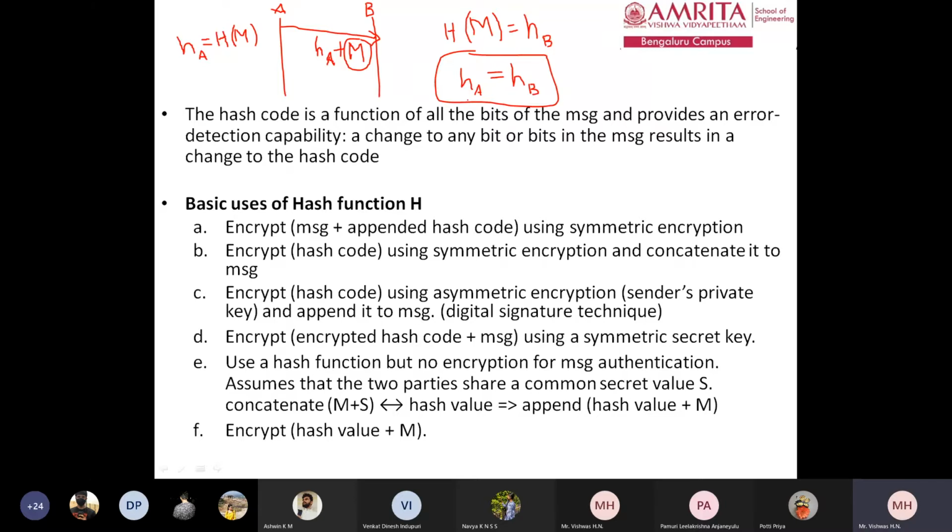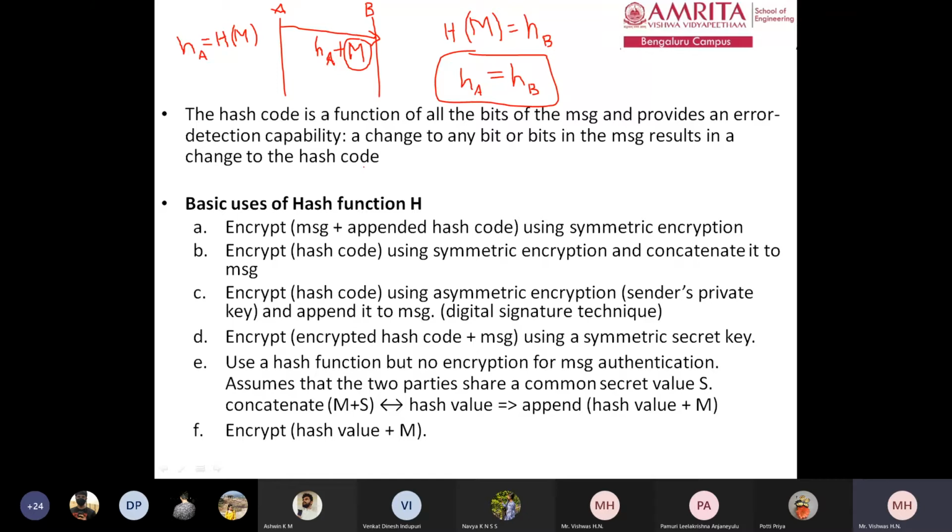Is it clear to you how to prove the integrity of the message? Yes. Okay. So that's what it says here. The hash code is a function of all the bits of a message and provides an error detection capability. A change to any bit or bits in the message results in a change to the hash code. When there is a change in the hash code, obviously the message you have received is not the actual message sent by the sender. Is that clear? Integrity is proved here, or integrity is questioned there.